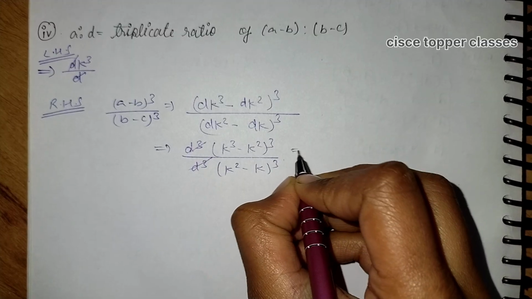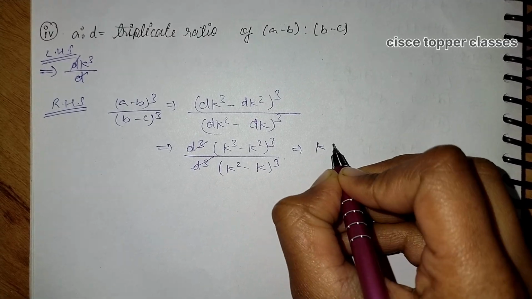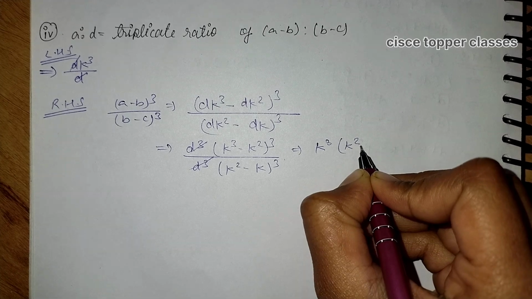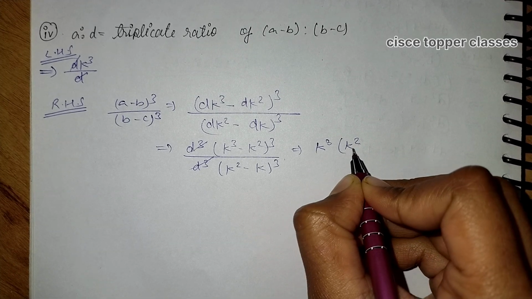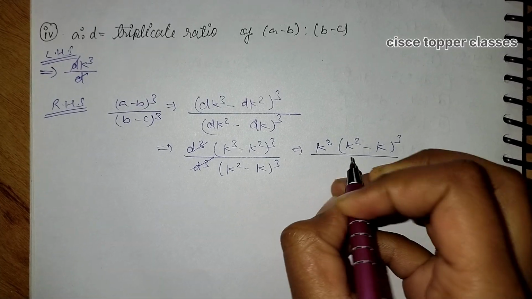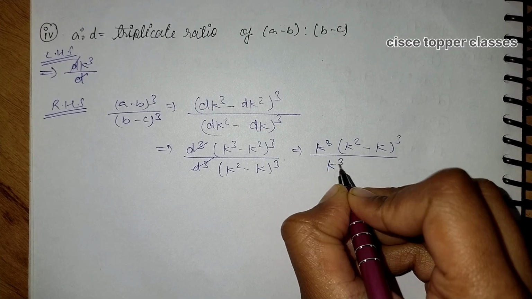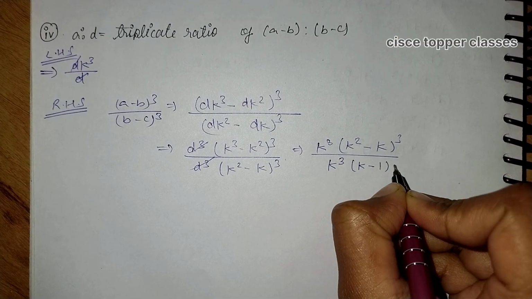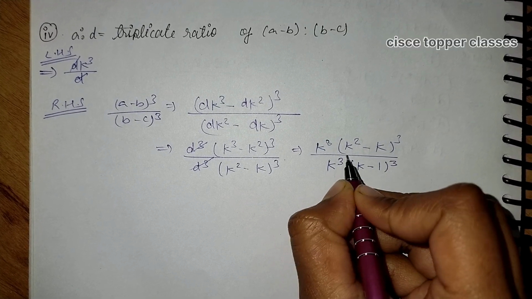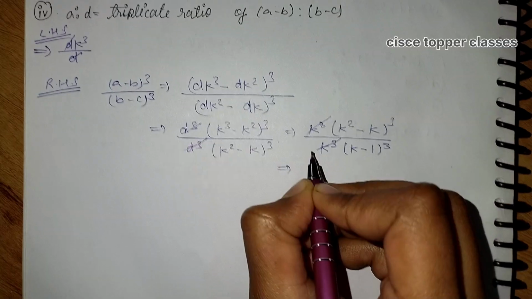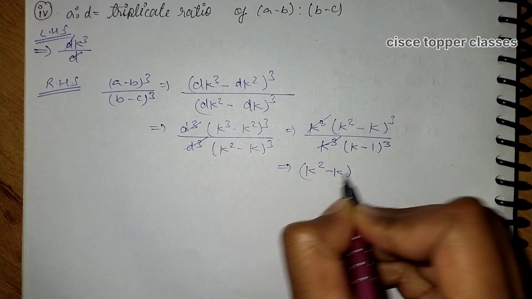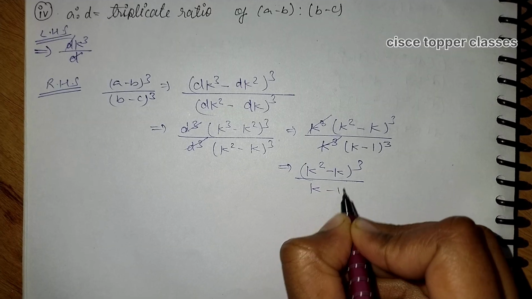This will be cancelled out. Here we can take common as k. So it will become k cube, k square. There we can write it as (k square minus k) whole cube divided by k cube, and it will become (k minus 1) whole cube. So this will be cancelled out and we will get (k square minus k) whole cube divided by (k minus 1) whole cube.